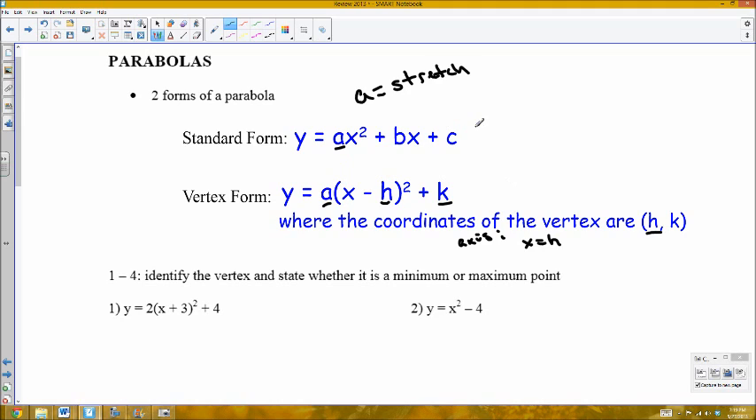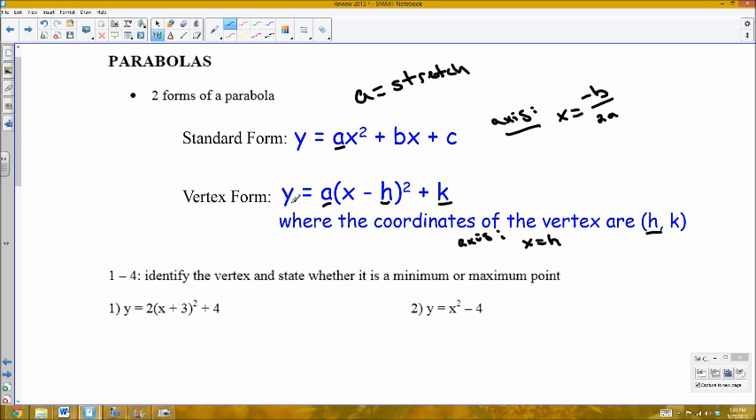When it's in standard form, you could still read off this axis of symmetry. It's just hidden in those coefficients, and it's x equals negative b divided by 2a. So if you want the vertex for this standard form graph, you first find the axis of symmetry and then plug that value back in for x, and you'll be able to get the y coordinate.